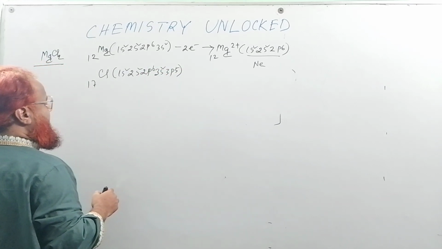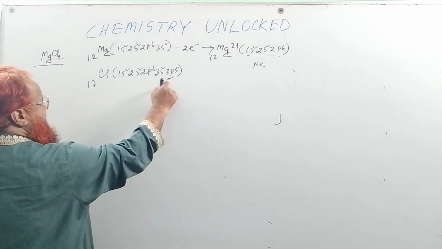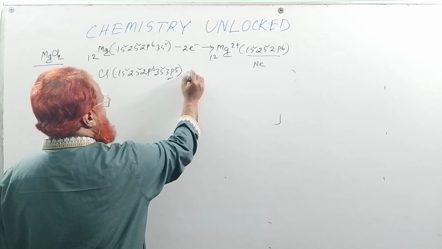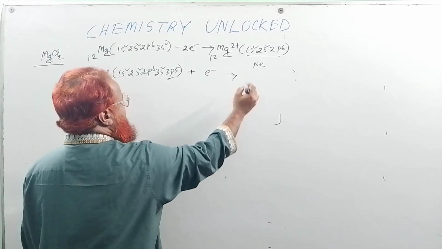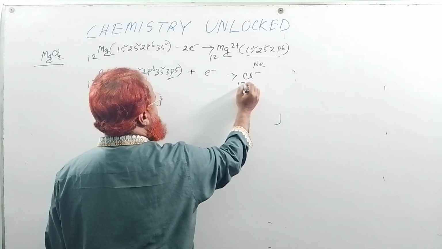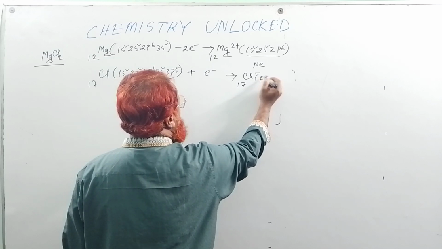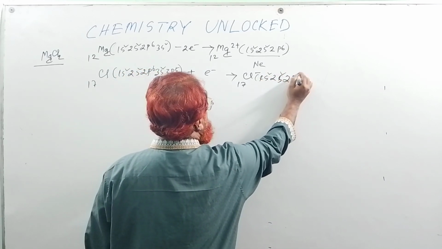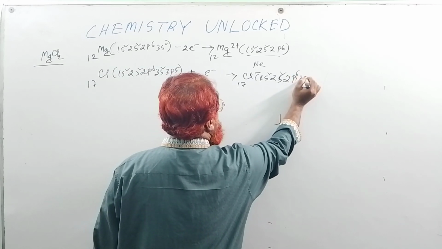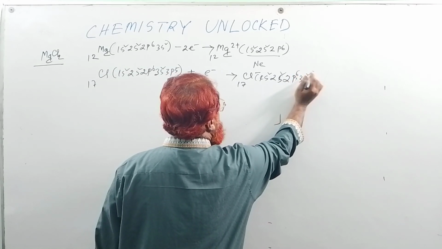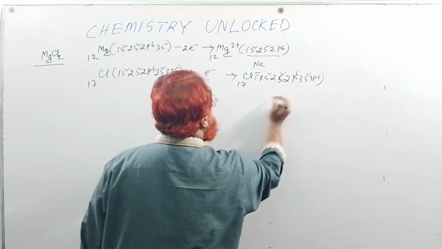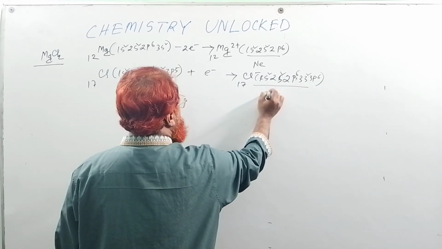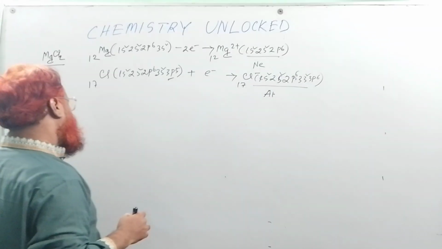My dear student, look at here. The number of electrons in the p subshell is 5. So to get stability, it requires 1 electron. So it becomes Cl minus. So it will be 1s2, 2s2, 2p6, 3s2, 3p6. And here it will be the similar electronic configuration of the inert gas argon.